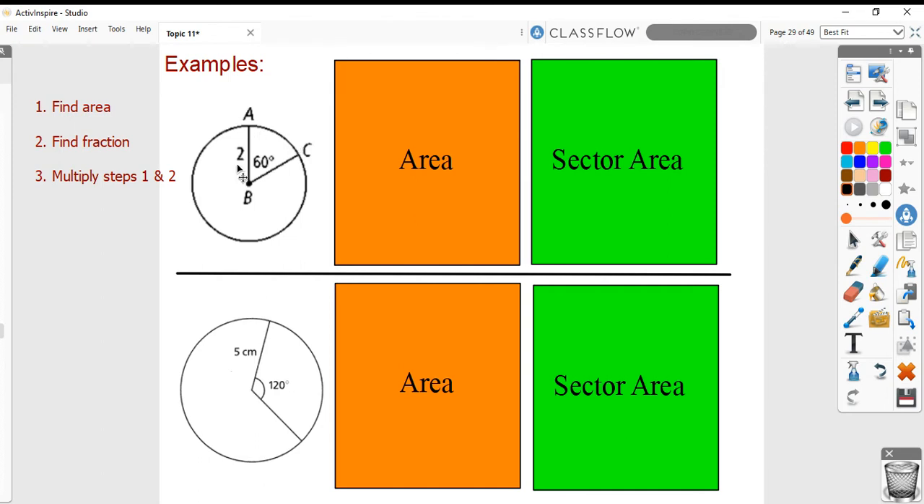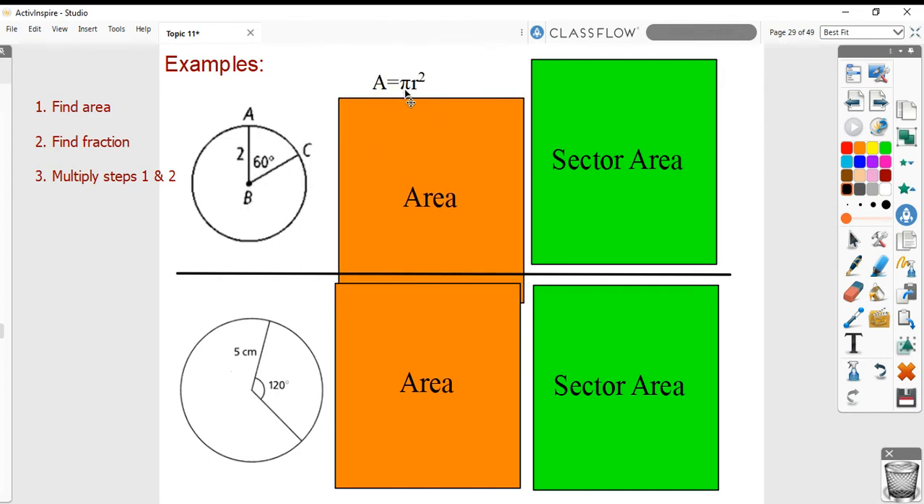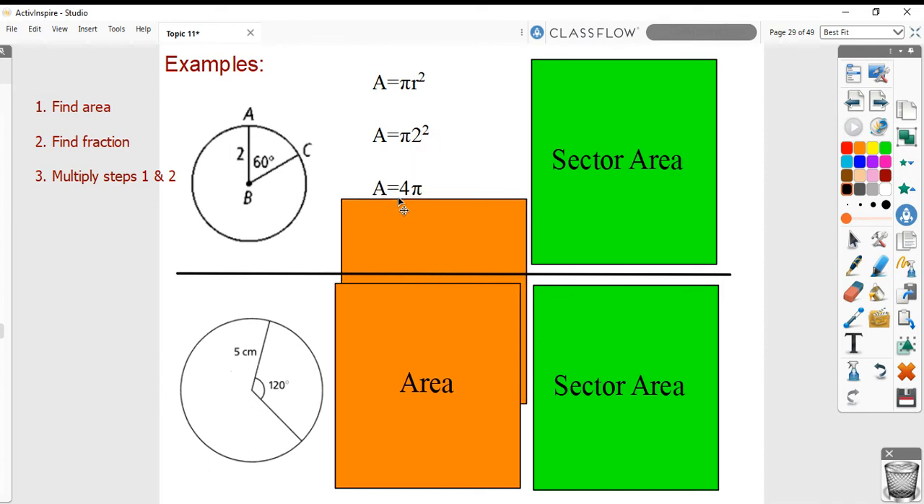So we'll start with this first problem right here. When we look at the area, the formula for that is pi times the radius squared. So we look at this circle and we ask ourselves, what is the radius? That would be this number right here, this 2. That would be the length from A to B. So we put that in. 2 squared is 4. So that's 4 pi. Now, I want to keep something in mind here.